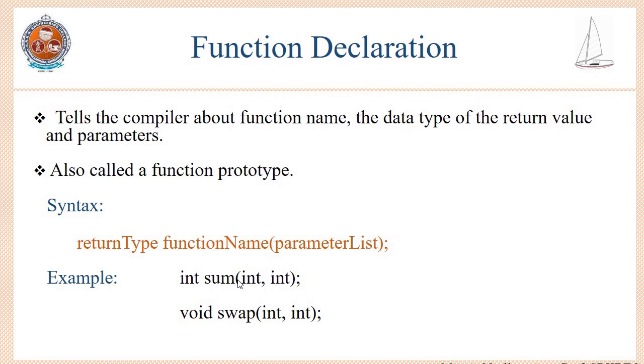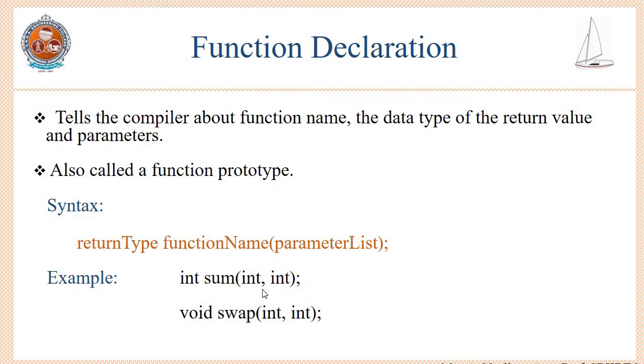Function declaration. The function declaration tells the compiler about the function name, the data type of the return value, and the parameters. It is also called a function prototype. The function declaration is performed before the main function or inside the main function or any other function. For example, this is the syntax for function declaration: return type, function name, parentheses with the parameter list, semicolon.